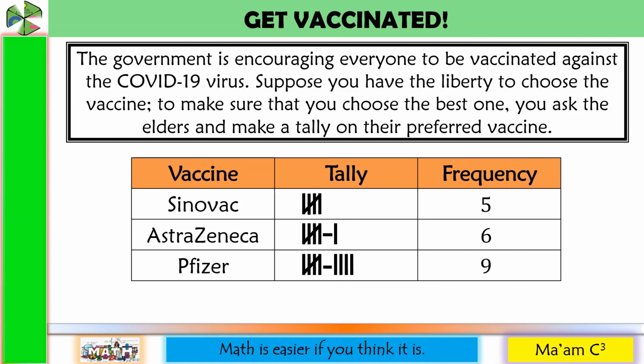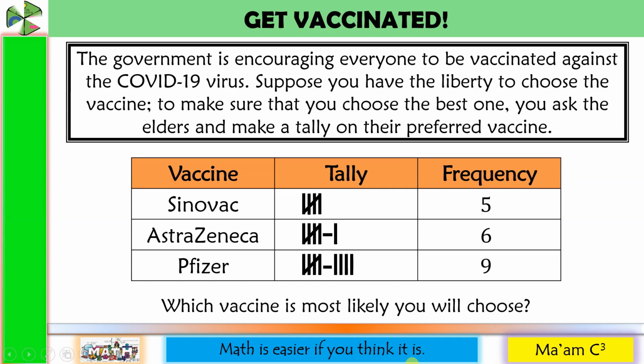The government is encouraging everyone to be vaccinated against the COVID-19 virus. Suppose you have the liberty to choose the vaccine. To make sure that you choose the best one, you ask the elders and make a tally on their preferred vaccine. And here is the result. Now, which vaccine is most likely you will choose? If you are going to base your decision on this tally, then most likely you are going to choose Pfizer because it has the most number of votes.